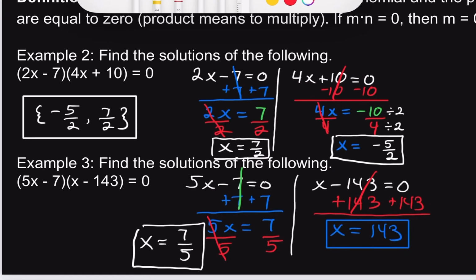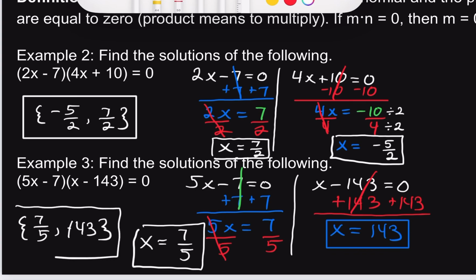So my solution set for this problem is negative 5 halves. Oh, sorry. Looking at the last one. Let's erase that. The solution set to this question is 7/5, comma, 143. Let me put the little curly braces to indicate that is a set.